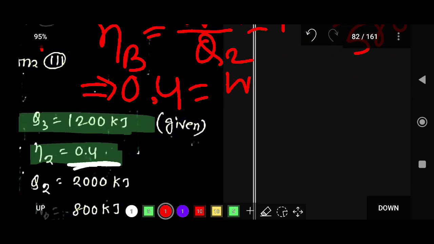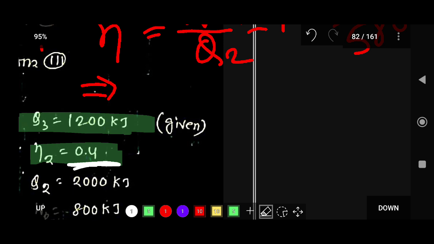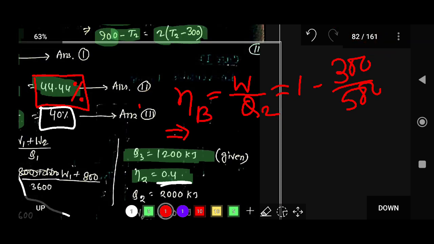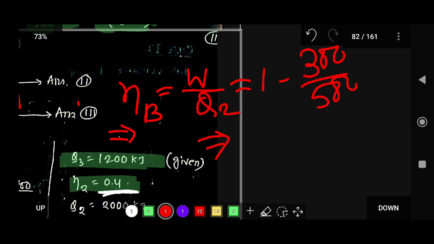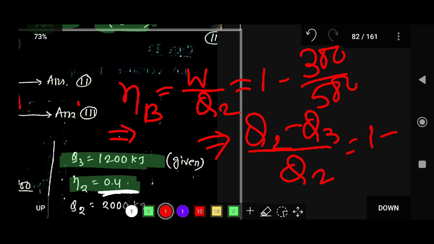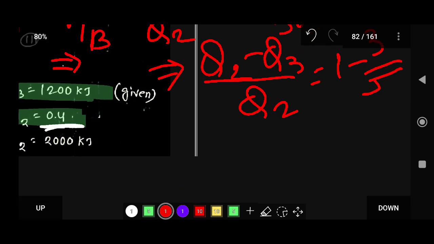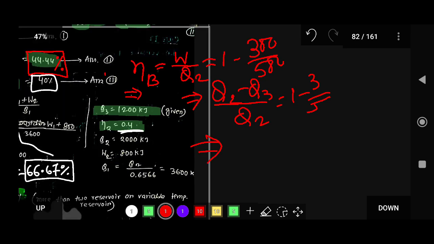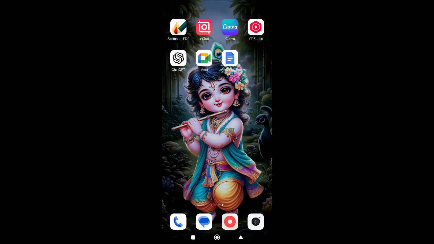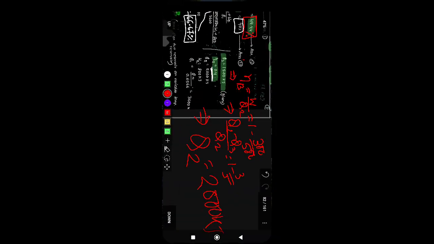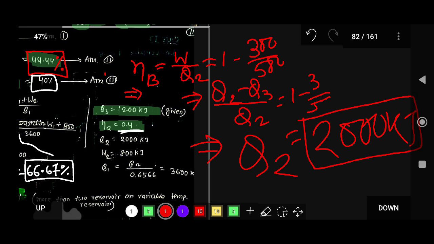So from here W by Q2, that is equal to Q2 minus Q3 by Q2, that is equal to 1 minus 3 by 5. From here you can find the value of Q2, which will be 2000 kilojoule. So this will be our answer.